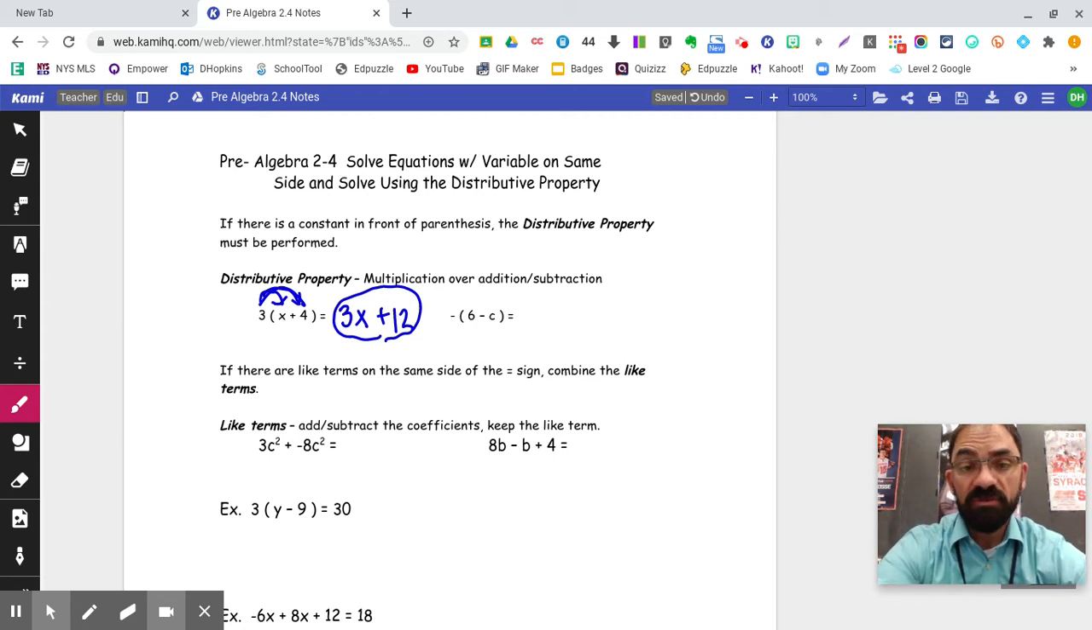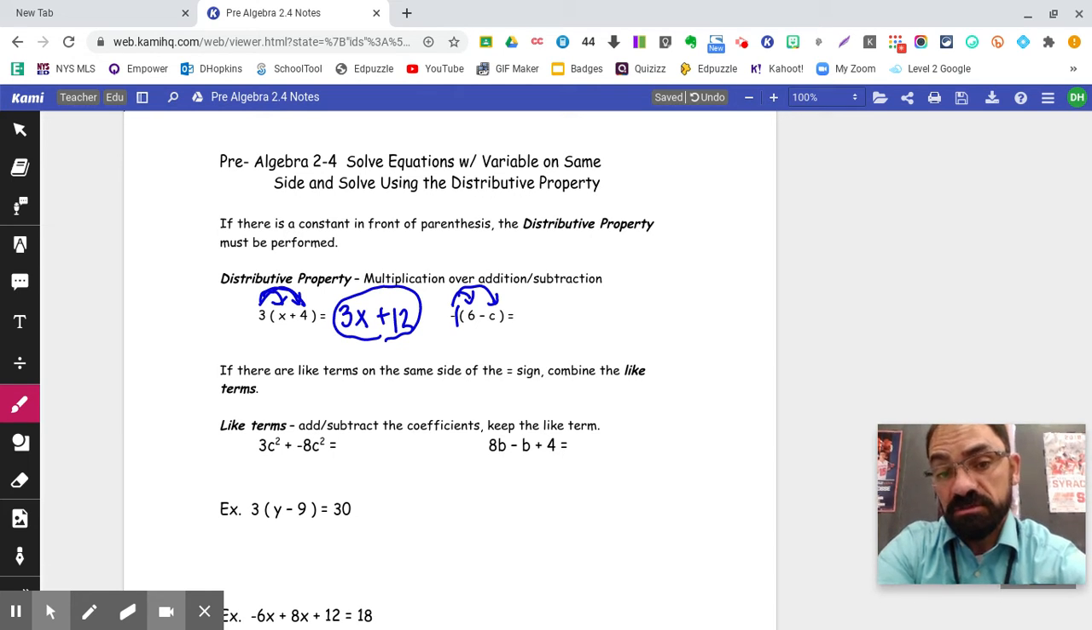We have a negative out in front of a set of parentheses. So if I'm distributing a negative, which sounds weird, but really if there's not a number in front of the parentheses, then it's technically a 1. So we're distributing -1. Or basically going through and just changing the signs inside the parentheses. So -1 times 6 is -6. -1 times -c. Remember, a negative times a negative is a positive.